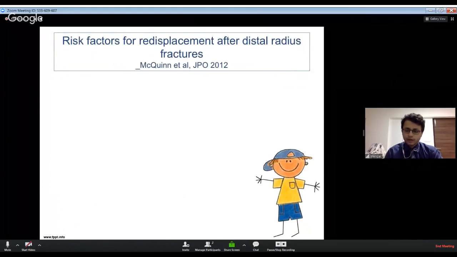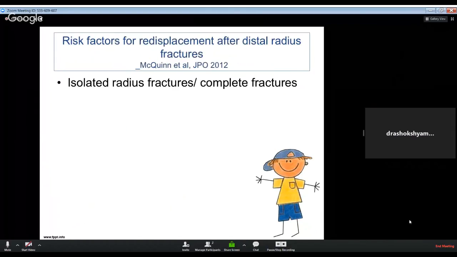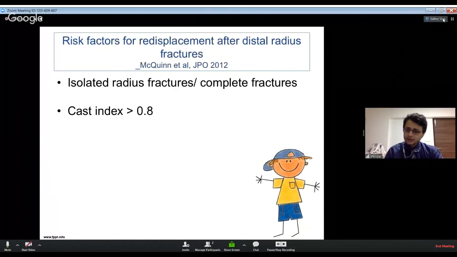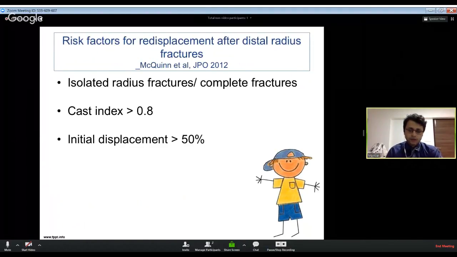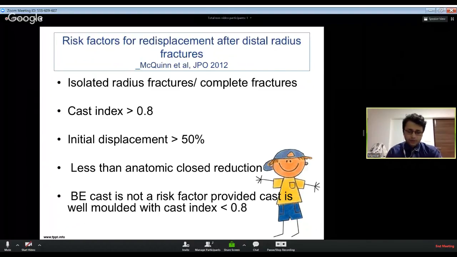So what went wrong? An excellent paper written by McQueen et al. in JPO 2012 gives us the risk factors for redisplacement after distal radius fractures. They say that isolated radius fractures or complete fractures are important. Cast index should not be more than 0.8, after which it can lead to redisplacement. I'm going to explain what is cast index. If the initial displacement is more than 50%, then there is a higher chance of redisplacement. If there is less than anatomic closed reduction, then there is greater chance of redisplacement.